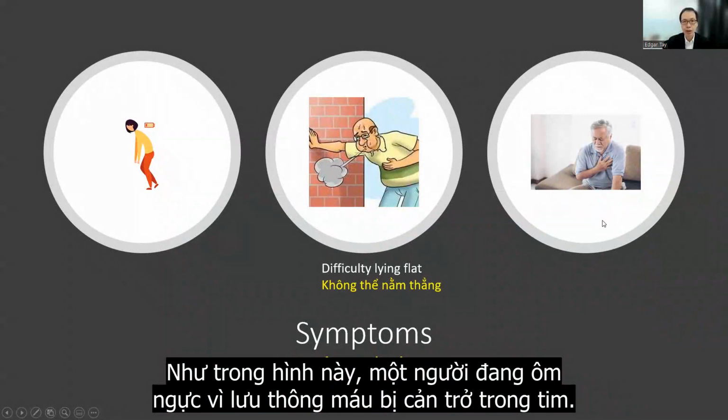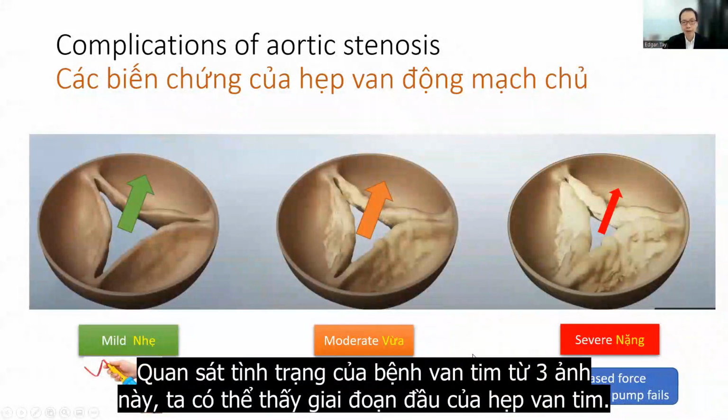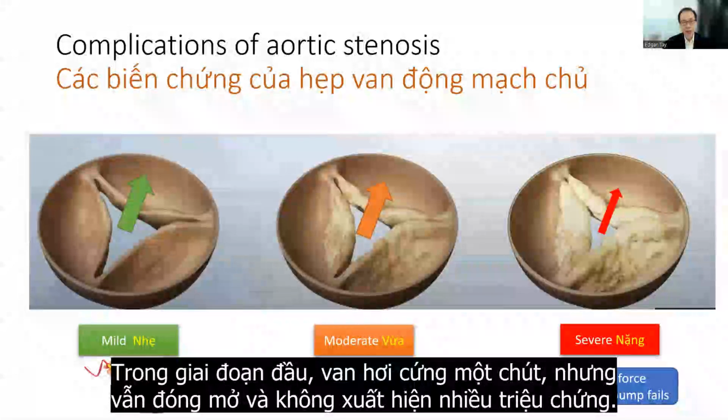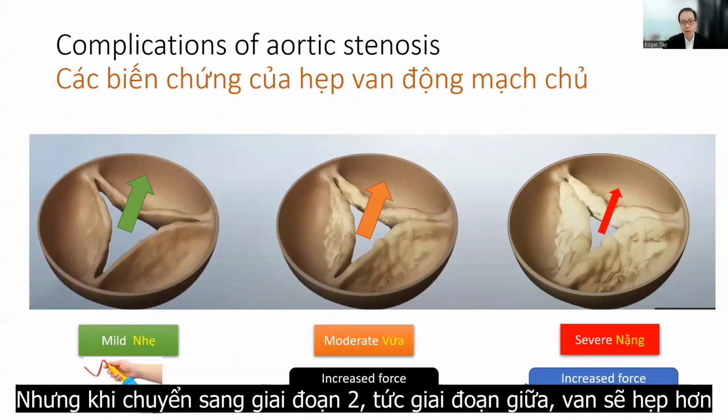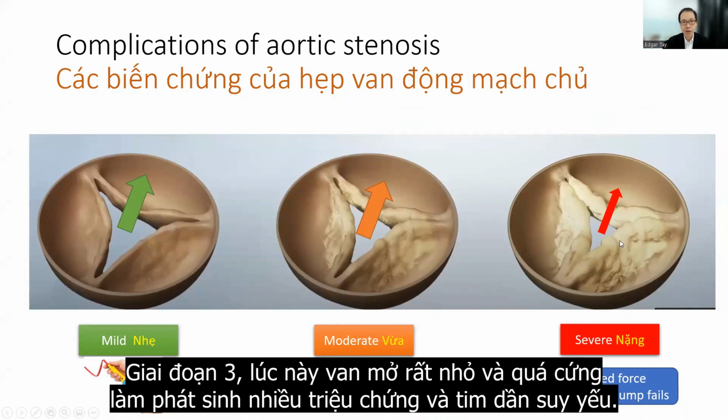As you can see in this picture, a man clutching his chest because there's not enough blood flow coming out of the heart. If you look at the condition of the heart valve disease from these three pictures, on the left you can see a very early stage narrowing. In the early stages, when the valve is a little bit stiff, the valve is still able to open. Patients usually don't have much symptoms. But as you go to stage 2, which is the moderate phase, the valve becomes more narrow and the heart is pumping harder to allow blood to come out of the heart. And you wait till stage 3, where the valve opening is so small and so stiff now, the patient is going to have a lot of symptoms and the heart is starting to fail.